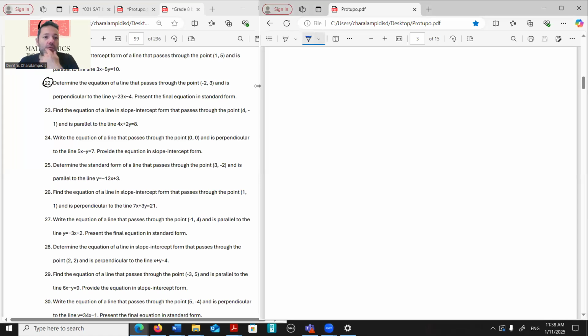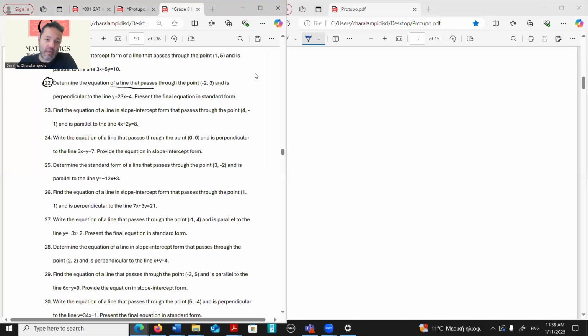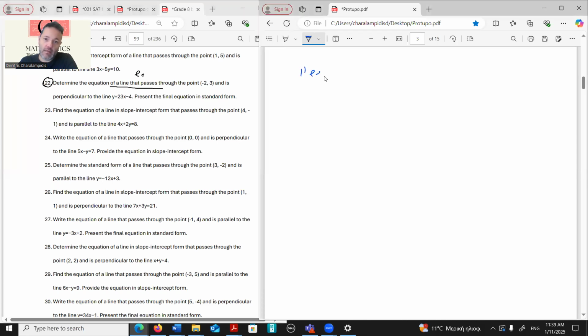We need to determine the equation of a line that passes through the point (-2, 3) and is perpendicular to another line. To make things easy, we should name them. The equation of a line, let's call L1. L1 is the equation I am looking for.